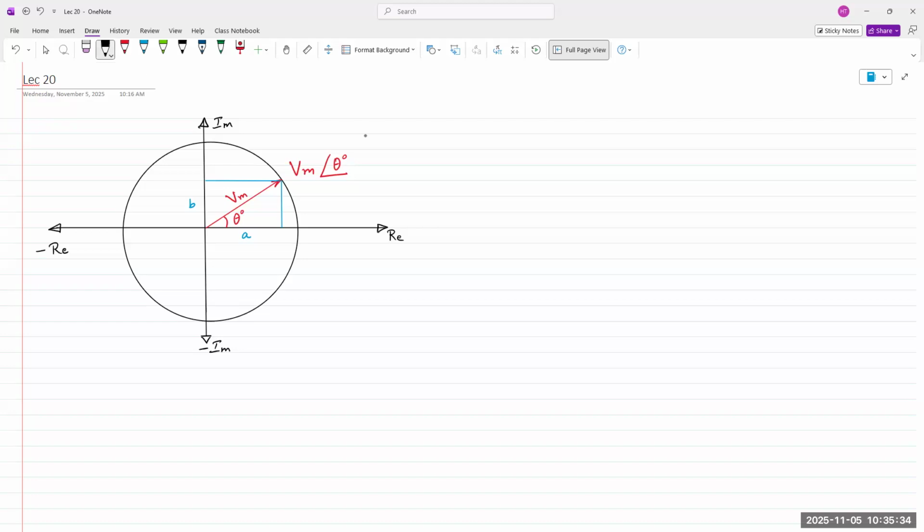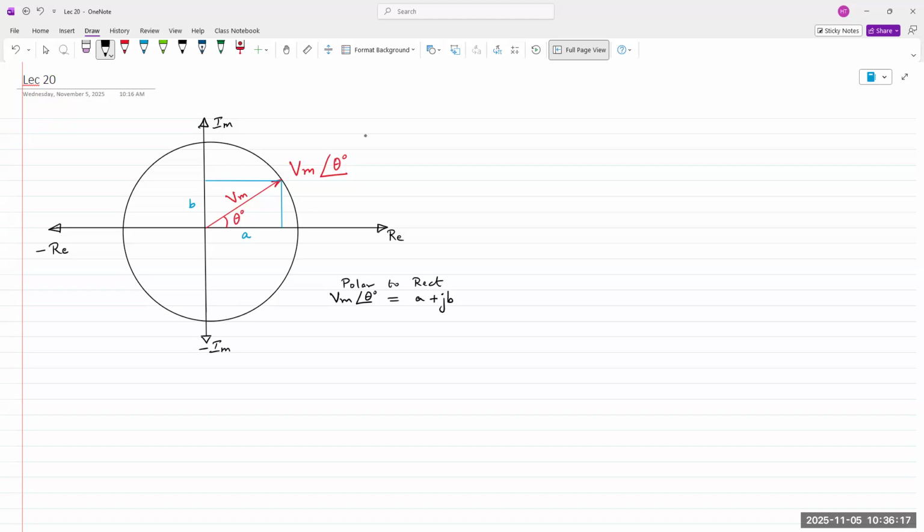So this is known as the polar form. Rectangular coordinates. So Vm theta is A plus or minus JB, the real portion plus the imaginary portion. Okay, and then vice versa. When you are in polar form, multiplying or dividing is straightforward or easy. And when you're in rectangular form, addition and subtraction is easy.